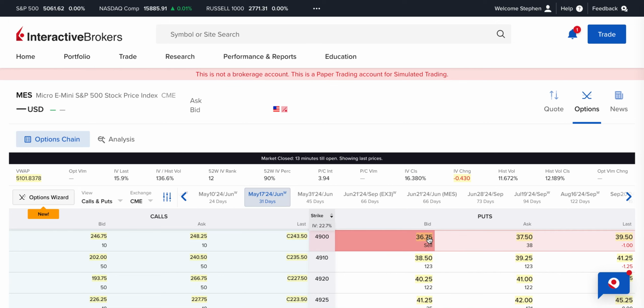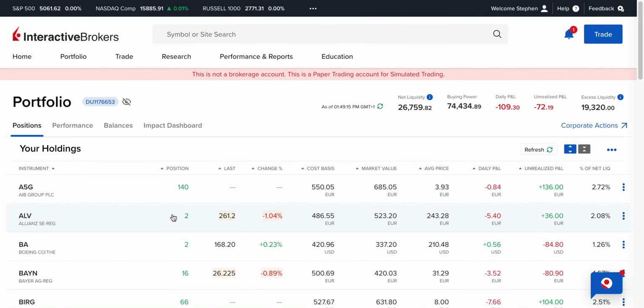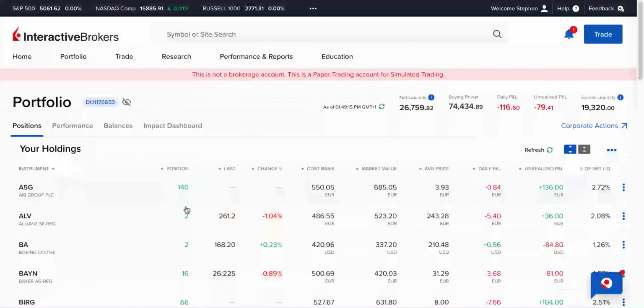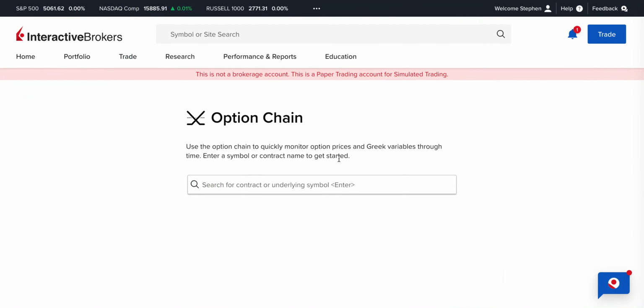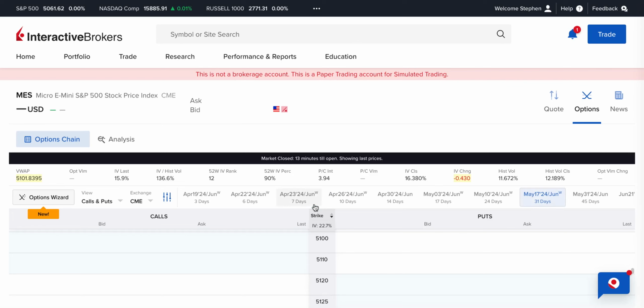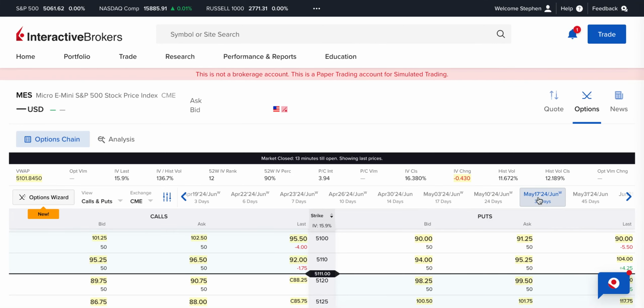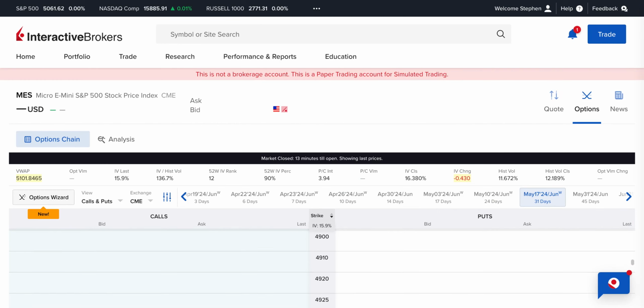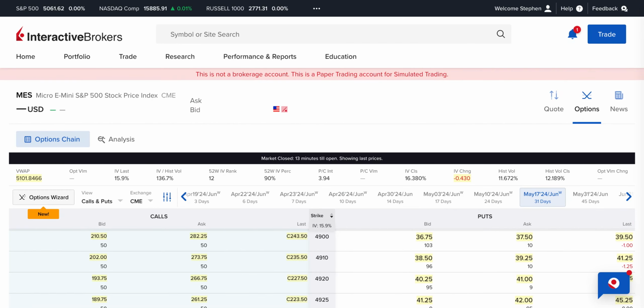So we just click on the bid price. Remember, we've got a portfolio here. We're short one contract, so all we're going to do is sell one contract of the option. It's the same ratio there. So we'll go back into our MES future to show you again. We're going to go out to the May 17th expiry. We're going to choose 4,900. That's the level where we're saying, okay, we're going to get out.